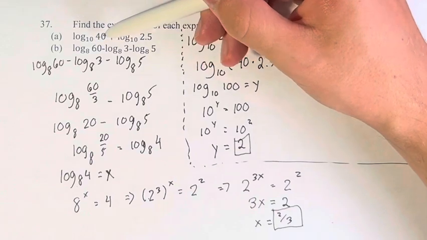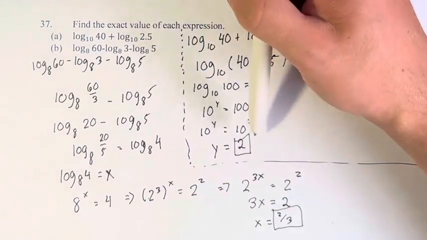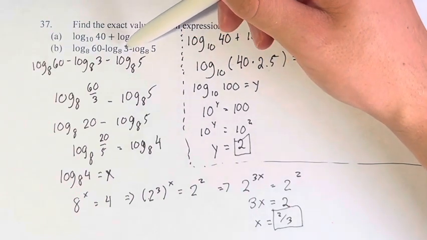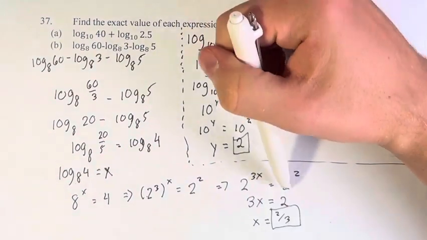Therefore, log base 10 of 40 plus log base 10 of 2.5 is equal to 2, and log base 8 of 60 minus log base 8 of 3 minus log base 8 of 5 is equal to 2/3.